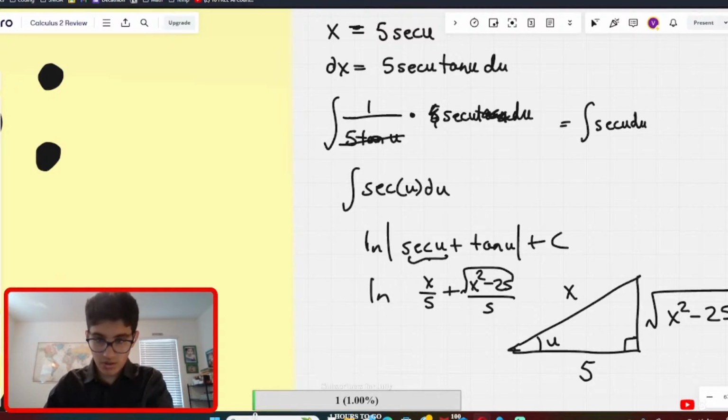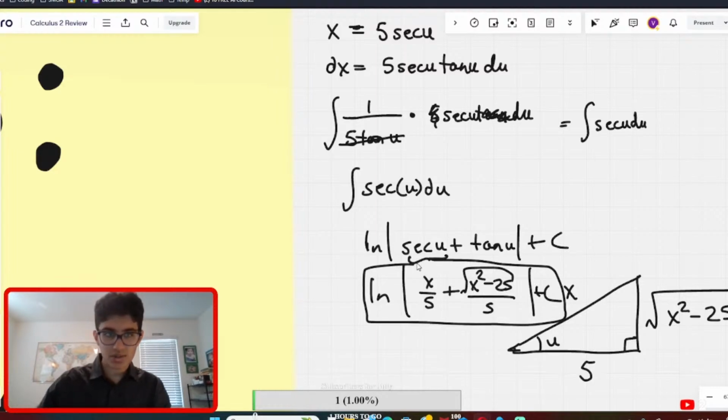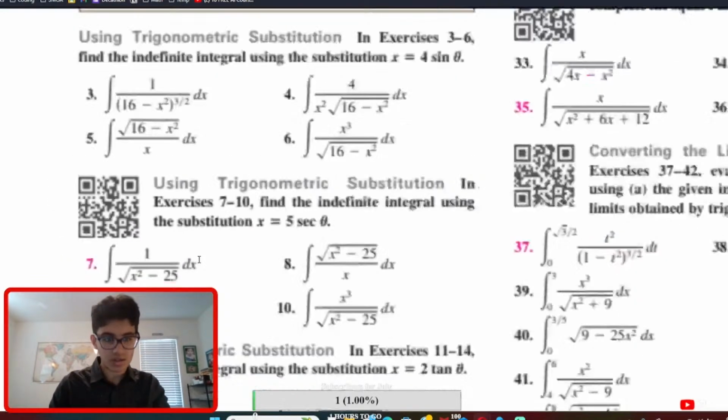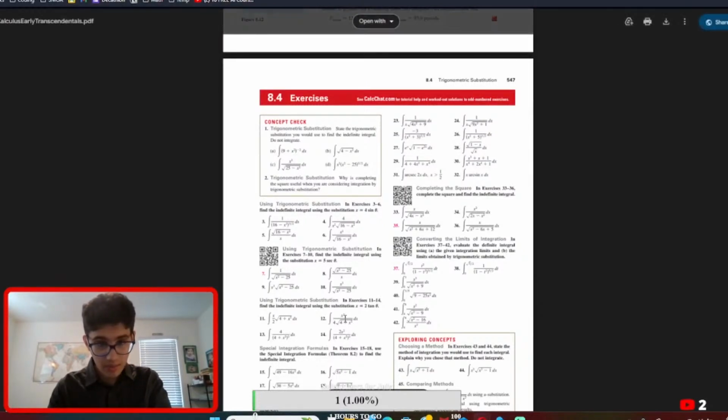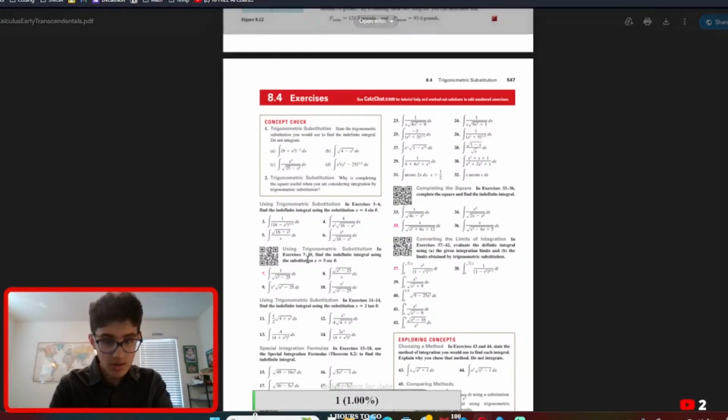And then you take the natural log of this. We can simplify this a bit if we have to, and then plus c at the end. So this should be the answer. I'm just disappointed that I didn't know the secant thing, right? That's something you should know. Let's check the answer now.